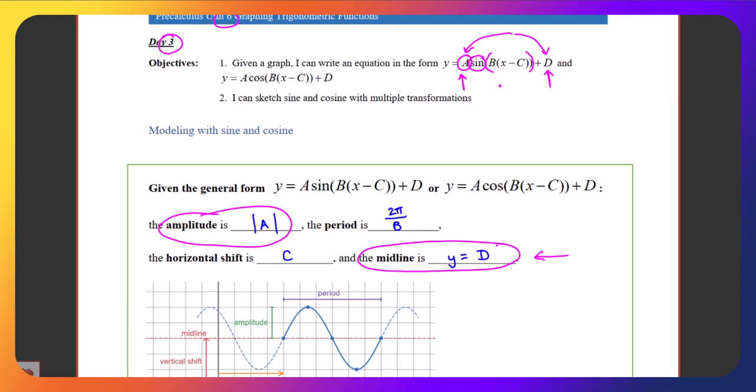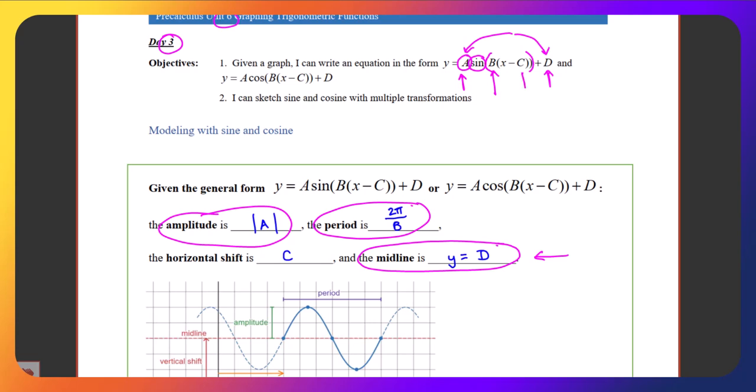And then B is the shrink or stretch for the horizontal shape. We're going to call that the period, how long it takes for this thing to repeat over and over and over. It could be faster or slower depending on the B value.